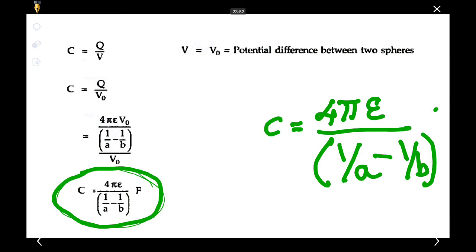What is the unit of capacitance? Farad. So this is the capacitance found using the Laplace equation.